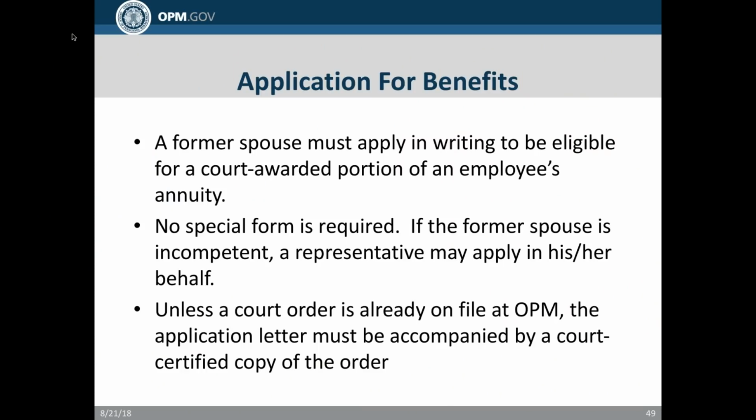Application for benefits. A former spouse must apply in writing to be eligible for a court-awarded portion of an employee's annuity. No special form is required. If the former spouse is incompetent, a representative may apply on his or her behalf. Unless a court order is already on file at OPM, the application letter must be accompanied by a court-certified court order. So in order to apply, you really want to make sure the former spouse applies in writing.